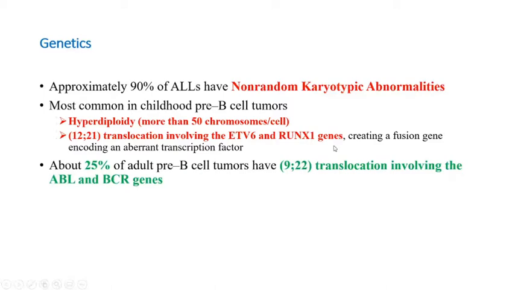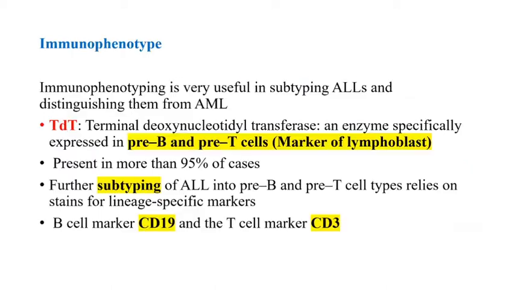Yes. Okay. So coming to immunophenotype, that is immunohistochemistry, all of these, either B cell or T cell, will be positive for TdT. TdT is terminal deoxynucleotidyl transferase. It is an enzyme and it is a marker of lymphoblasts. 95% of the cases are positive for TdT. B cell ALL will express the B cell marker CD19, and T cell will express CD3. This is how we classify B cell and T cell ALL.